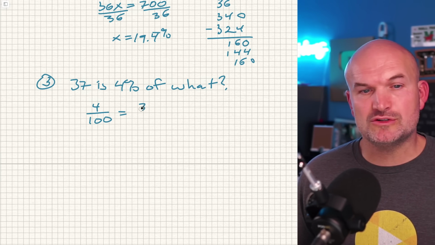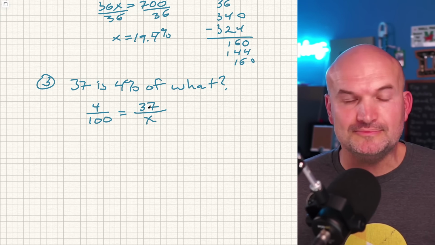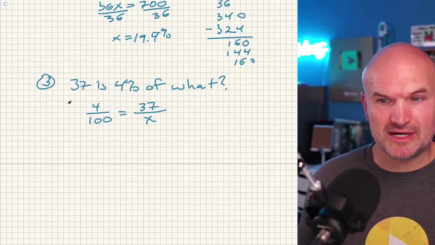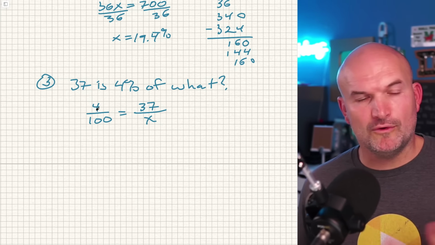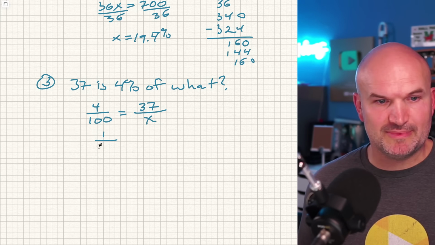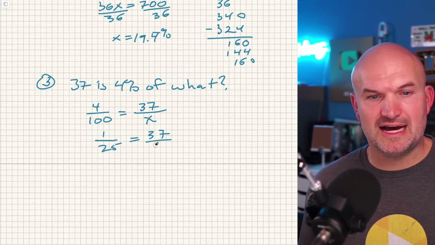So 37 is going to be your part, and our unknown, our whole, is going to be our variable, which we'll put here. But again, before I go and get into the cross product, ladies and gentlemen, what I simply want to do is reduce this. I know 4 divides into 4 1 time, and 4 goes into 100 25 times. And that's going to equal 37 times x.